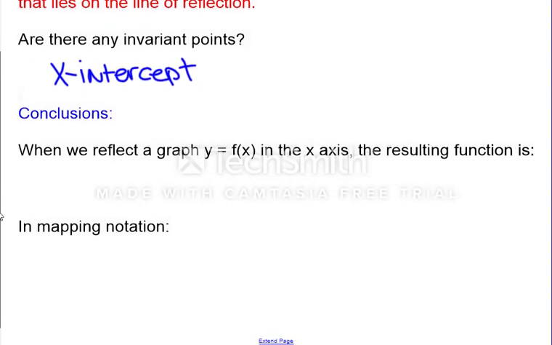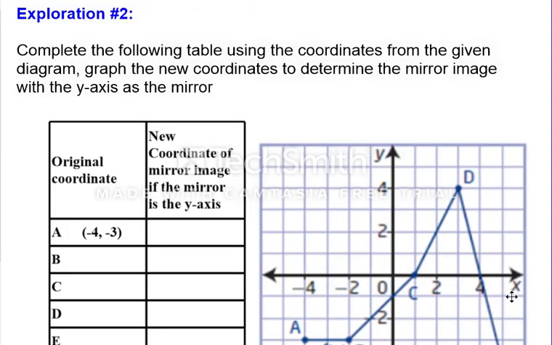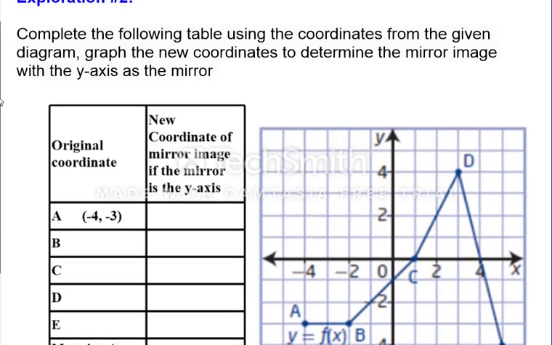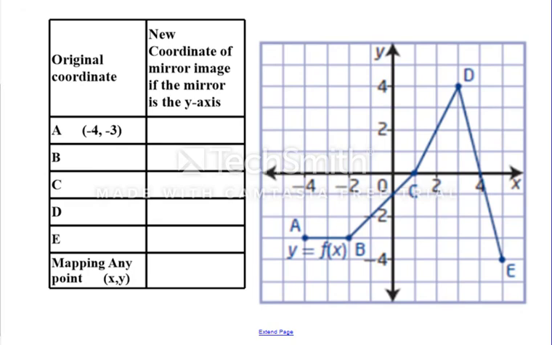Conclusions. When we reflect a graph, y is equal to f of x, in the x-axis, the resulting function is y is equal to -f of x. And our mapping notation is x, -y. Exploration number 2. Complete the following table using the coordinates from the given diagram. Graph the new coordinates to determine the mirror image with the y-axis as the mirror. Same graph as last time, except we're going to reflect it across the y-axis.